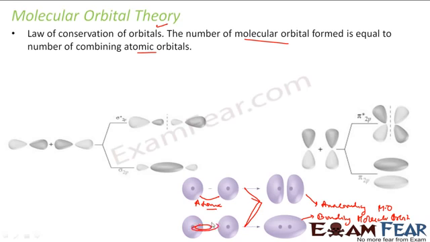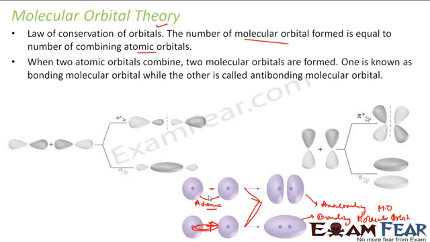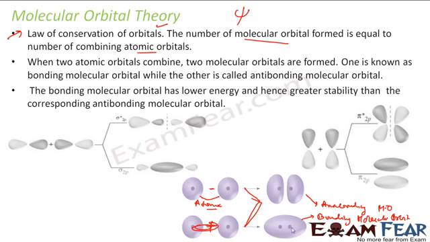You can think of it this way. Sorry, this is plus, this was minus. And why is it like this? Because these orbitals, as we have learned, are nothing but Schrödinger equation solutions, a waveform. Correct? So we'll explain why in the next slide. Just understand that the law of conservation of orbitals holds: when two atomic orbitals combine, two molecular orbitals are formed. One is known as bonding, the other is called anti-bonding. The bonding will have lower energy and is stable. The anti-bonding will have higher energy, so it is unstable.